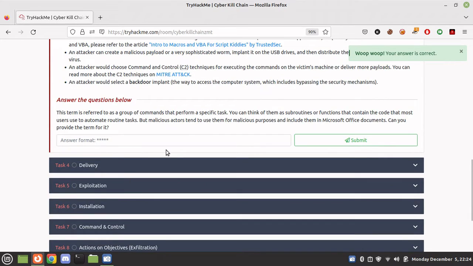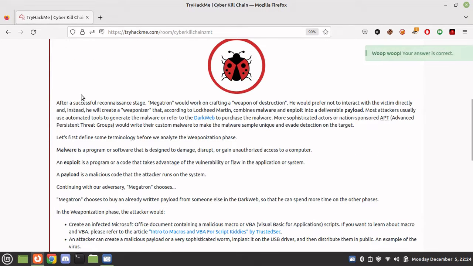Now, the second step is weaponization. What is weaponization? After a successful reconnaissance stage, Megatron would work on crafting a weapon of destruction. He would prefer not to interact with a victim directly, and instead he will create a weaponizer that, according to Lockheed Martin, combines malware and exploit into a deliverable payload.